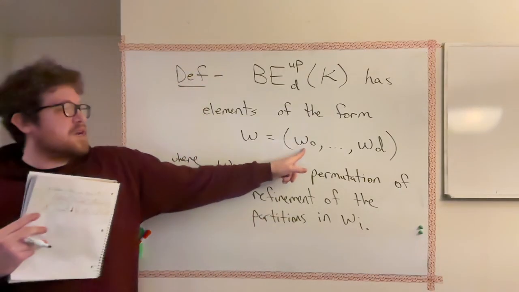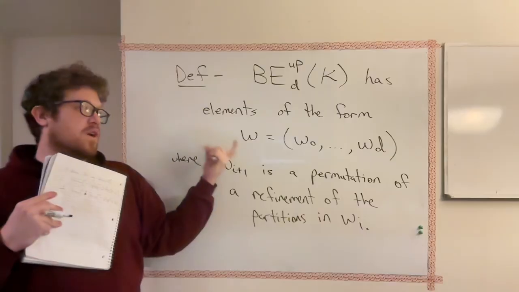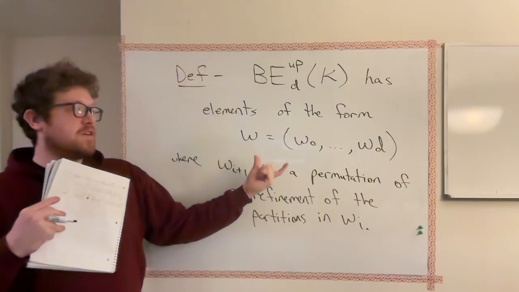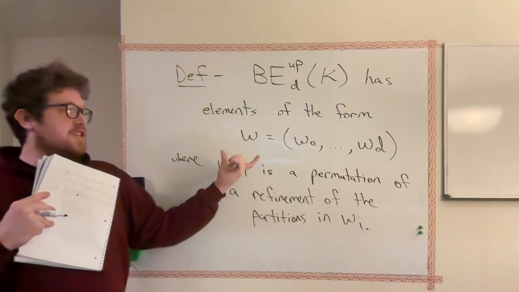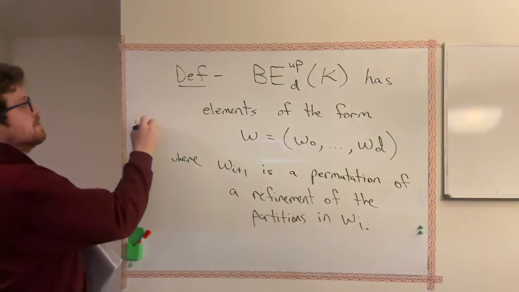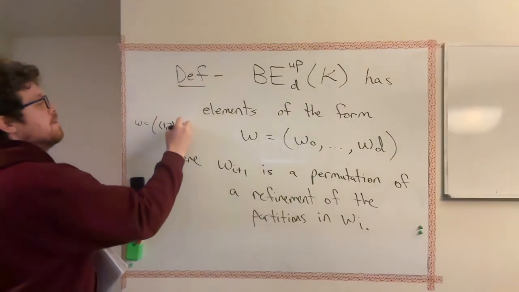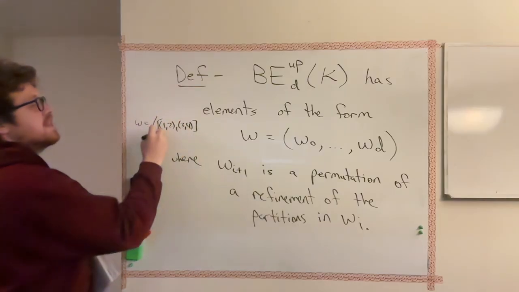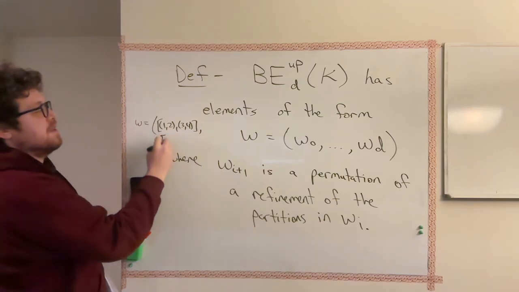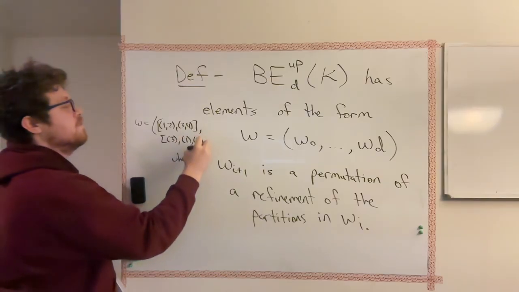Meaning that if W0 is, say, a permutation of the partitions, 1, 2 is the first partition, and then 3, 4 is another partition. So I have two partitions, so W0 could be, let me just give an example real quick, something like 1, 2, 3, 4. That's one permutation, that's W0. Then maybe W1 could be 3, 1, 2, 4.